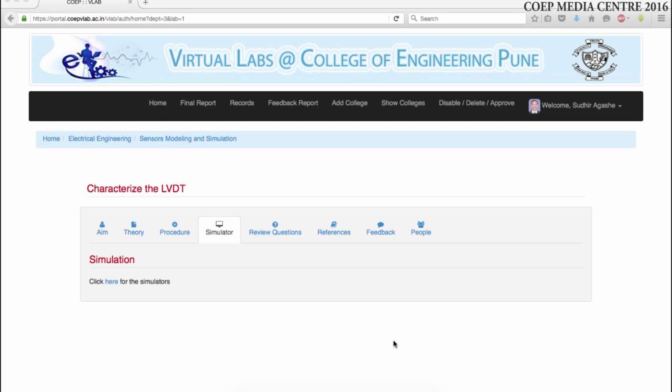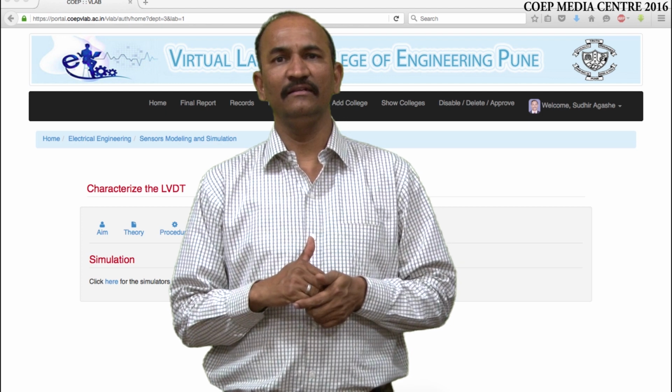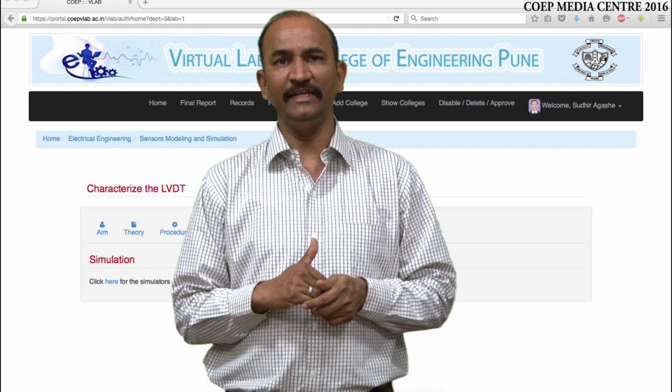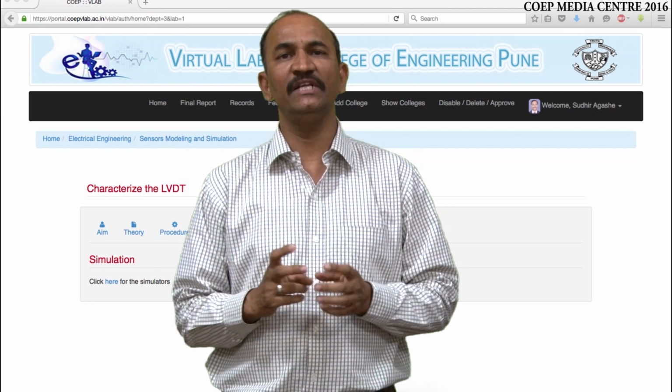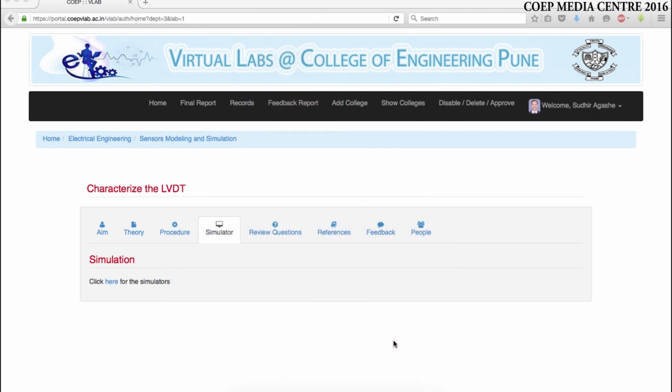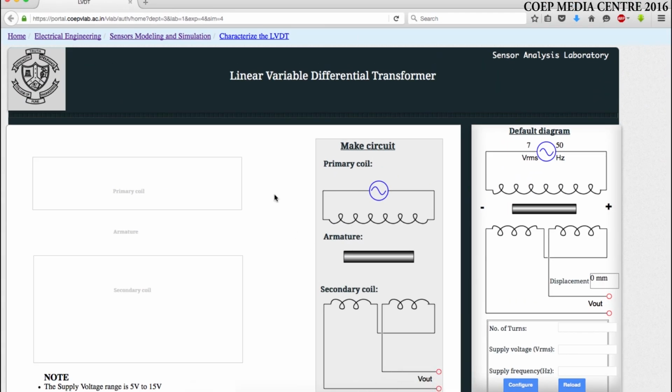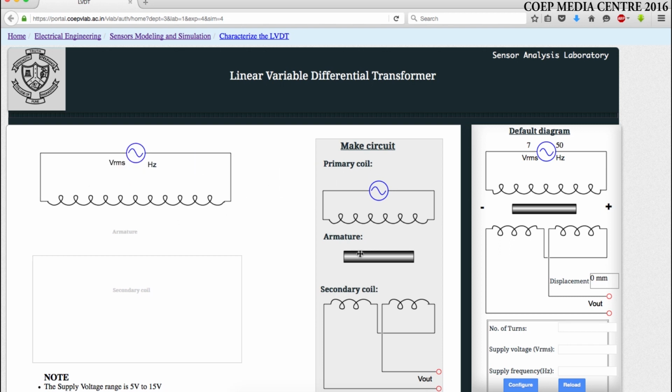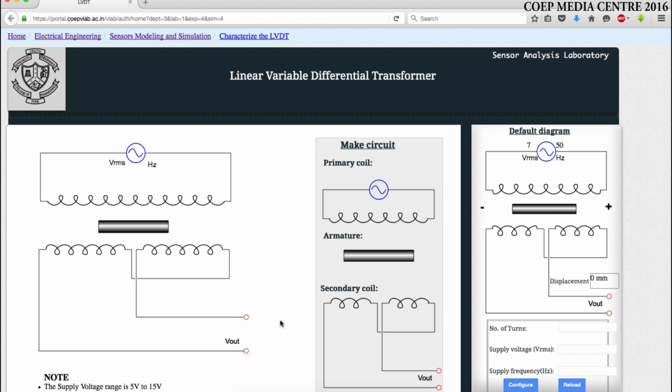Now I'll demonstrate the experiment: characterize the LVDT, that is, linear variable differential transducer. In this transducer you will first have to configure the setup, in which you have to place certain components to their locations, like the primary coil, armature and secondary coil.